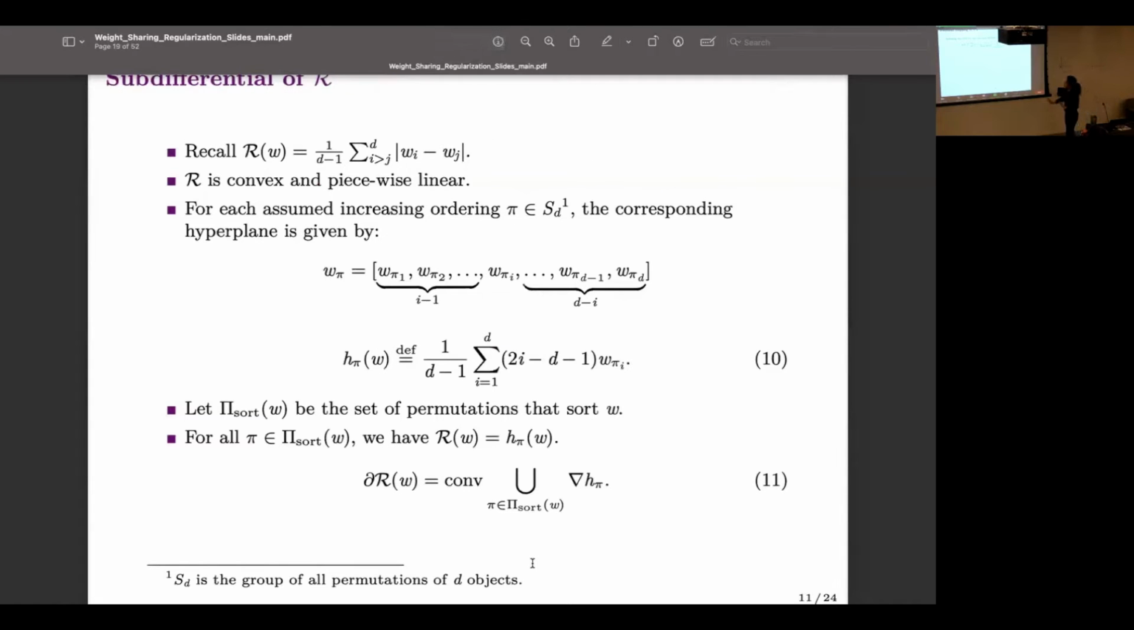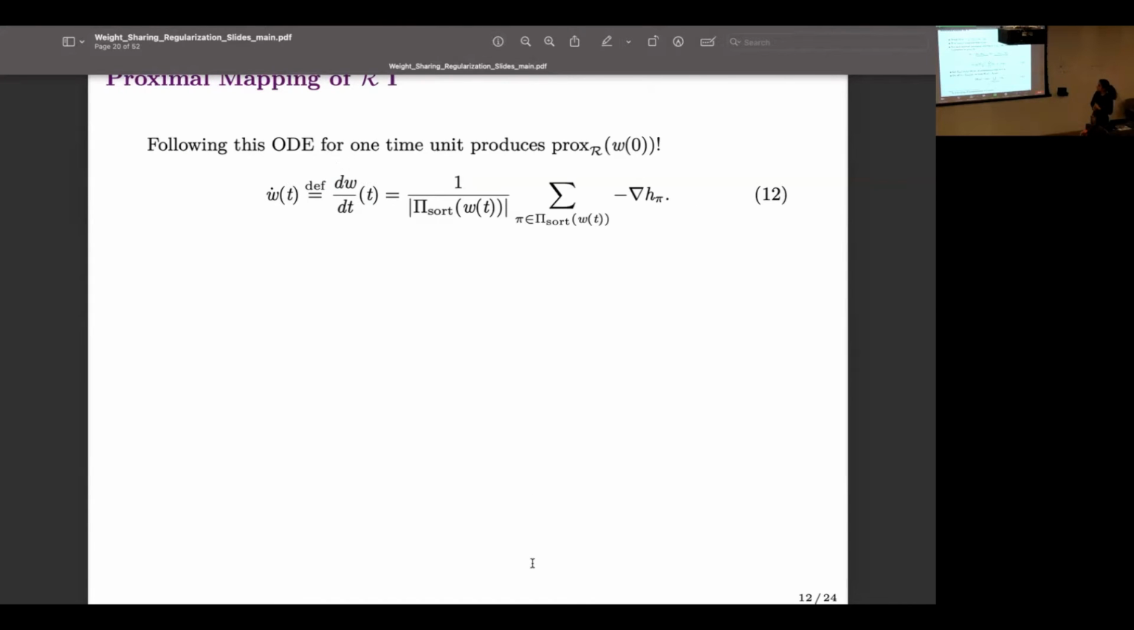The subdifferential is the convex hull of all of these subgradients. One member, and basically a trivial member of this convex hull, could be the mean of the sorted H. That's what we are setting the ODE velocity to be. So we get one member of this subdifferential and we set W dot to be that. So the velocity of the weights is this. This is the ODE that is going to rule over our work.